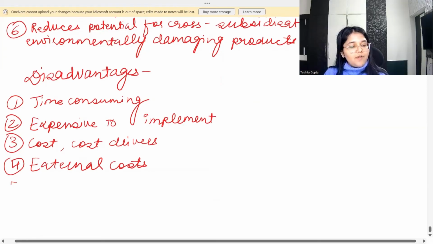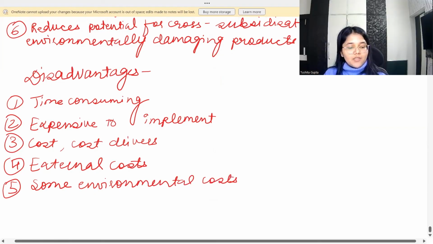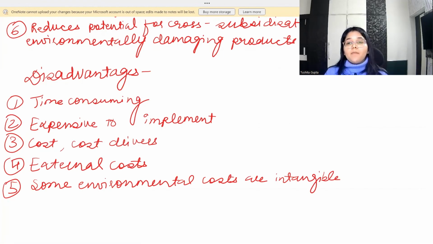And then another disadvantage when it comes to EMA is that some environmental costs are intangible. That means we are not able to identify all of the environmental costs. And because of this intangibility, we are not able to see or touch those costs. So it becomes even more difficult to also integrate those costs under EMA.